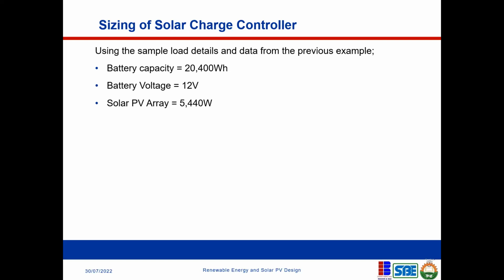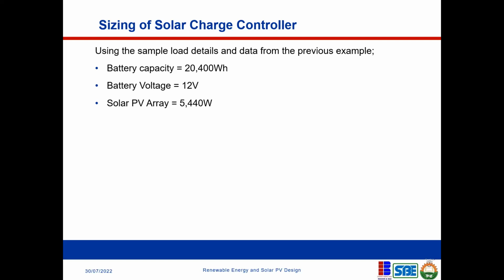Let us proceed. So using the same sample detail load from the previous example, we have 20,400 watt hour. We have a 12 volts battery system. I will have a solar PV array of 5,440. We now need to determine what charge controller we're going to use.